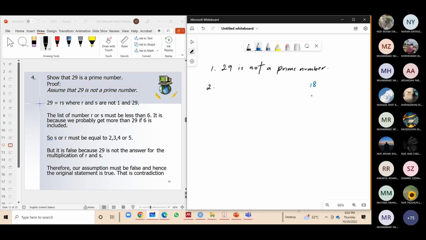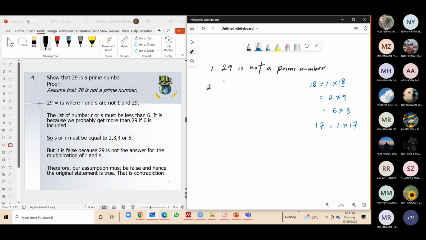For example, 18. 18 is not a prime number. 1 multiplied by 18 gives 18, but other than 1 and 18, there are other numbers: 2 multiplied by 9, 6 multiplied by 3. When we multiply, we get 18. Now 17 is a prime number, everyone knows that, so only 1 multiplied by 17 gives 17.